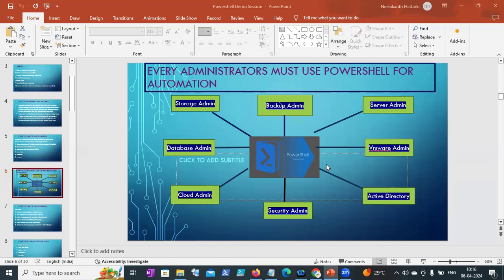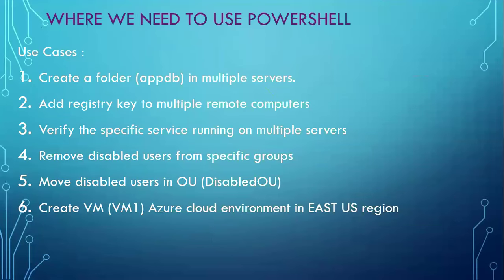Right. So yeah, we were talking about the very basic level importance of PowerShell, where we need to use it. As I said, say creating one folder, AppDB, in multiple servers, which the applications team is asking for. Add a registry key to multiple remote machines. These are all day-to-day requirements. Due to some patch deployment, one of the registry keys has been corrupted, but we want it immediately replaced on multiple machines.